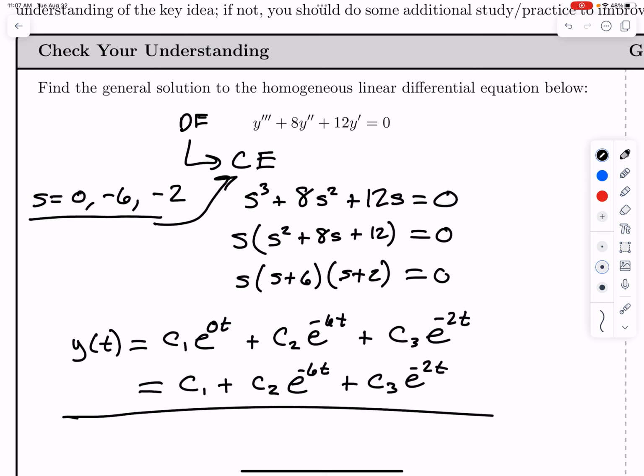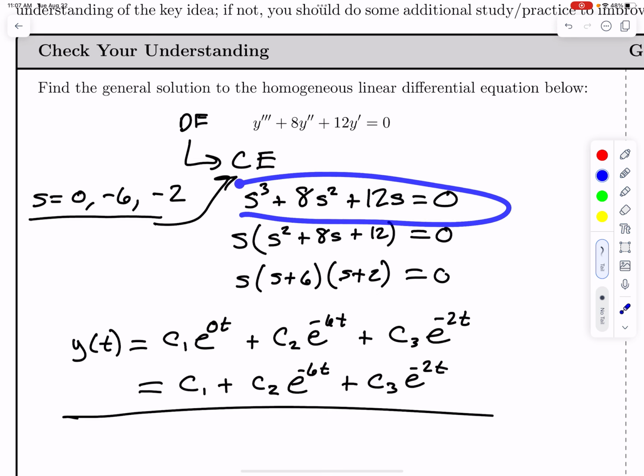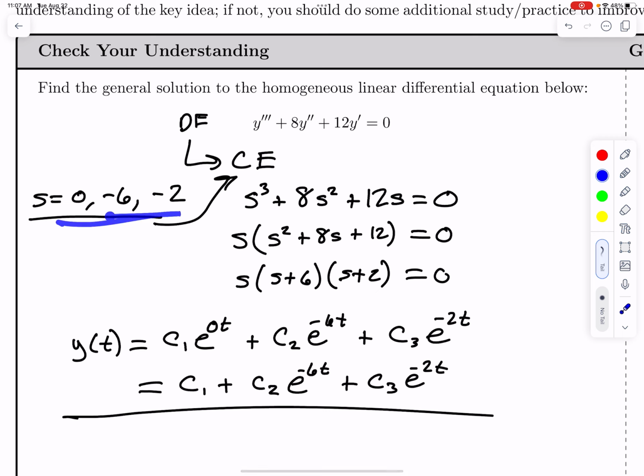We turn the differential equation into an algebra equation. We use our algebra skills, and then we understand that roots of the characteristic equation generate functions which solve the differential equation. And you can check that each one of these should be a solution.